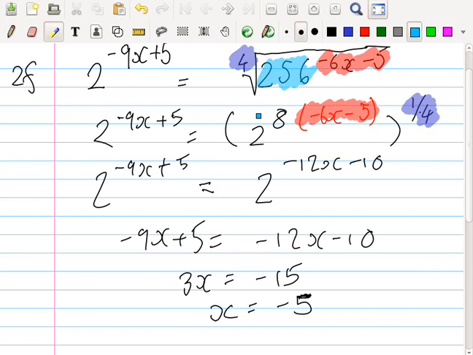There, color coordinated. So you can see the 256 became 2 power 8. The fourth root here became power 1 over 4, and that stays the same. So you can't quite see that now, they're both red. Minus 6x minus 5.